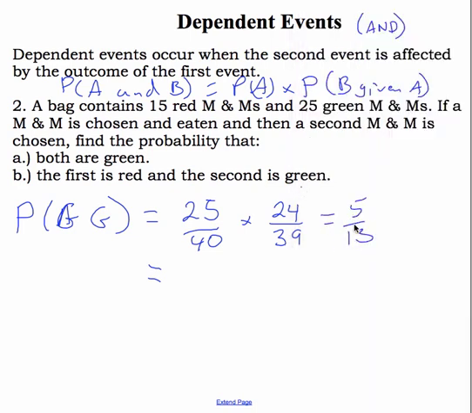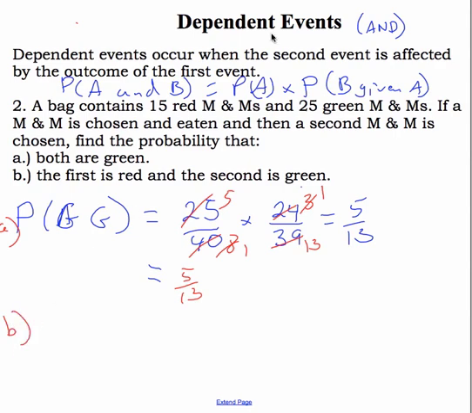Okay, so let's just work that out manually in case you're interested in how to do that with the fractions. So 25 out of 40, I can divide them both by 5, I get 5 out of 8. And I can do 24 divided by 8 and get 3. Now 3 and 39, I can divide them both by 3 and I get, yeah, so you get 5 out of 13. That's right, 5 out of 13.